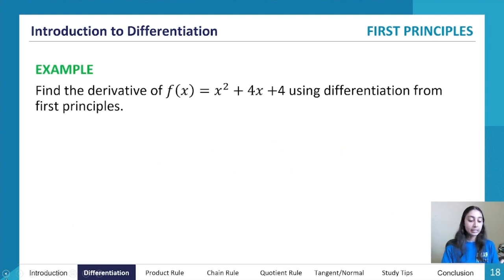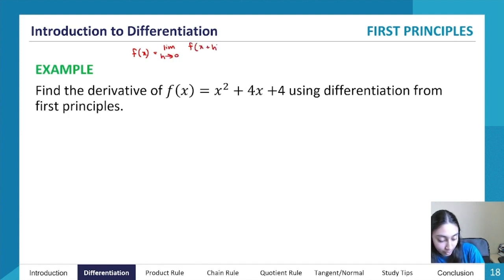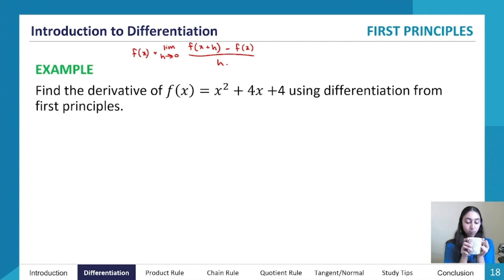Okay, here we go. Find the derivative of f of x is equal to x squared plus 4x plus 4. I'm going to write the formula up for you: f dash of x is equal to the limit as h approaches 0 of f of x plus h minus f of x all on h. I'm going to give you a second to try this on your own. I don't expect a lot of you to know how to do this, so don't fret. Just for the interest of time, pause the video if you're not yet done, work through it, and then come back and take a look at my working.